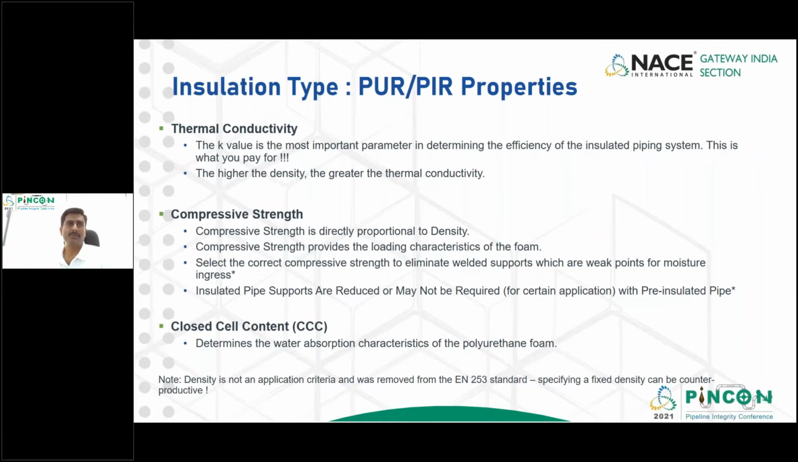The second one is the compressive strength. Compressive strength is directly proportional to the density. Compressive strength provides the loading characteristics of the foam. Select the compressive strength to eliminate the welded supports, which are the weakest point for moisture ingress. Pipe support designs are optimized with pre-insulated pipe.